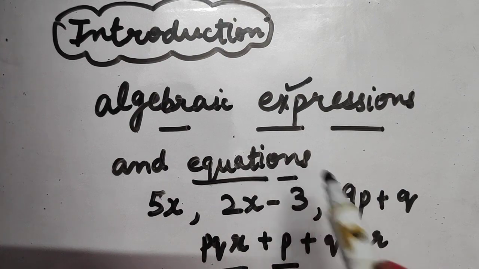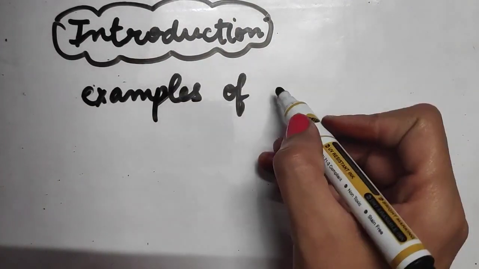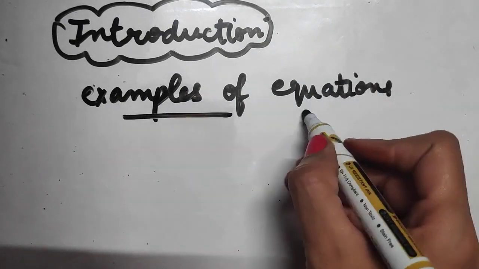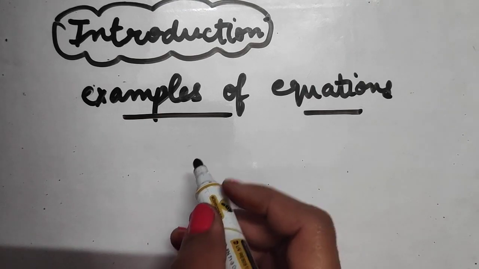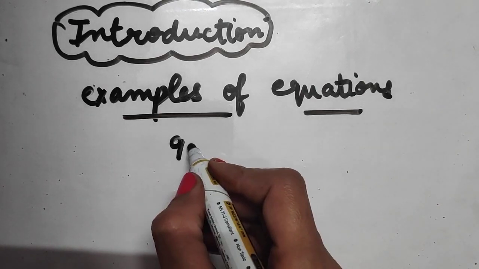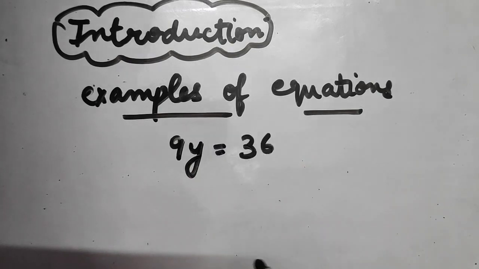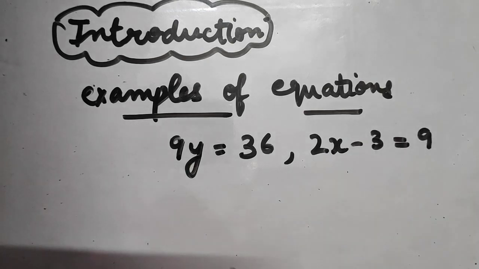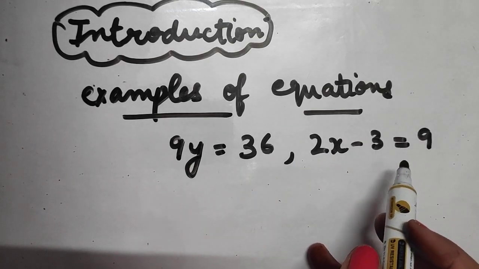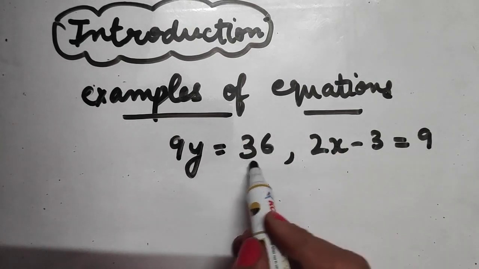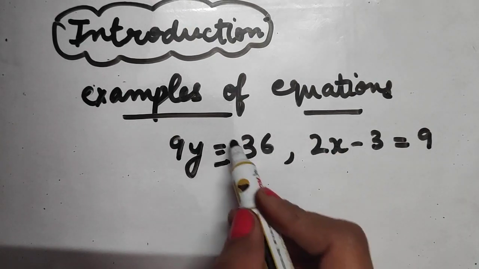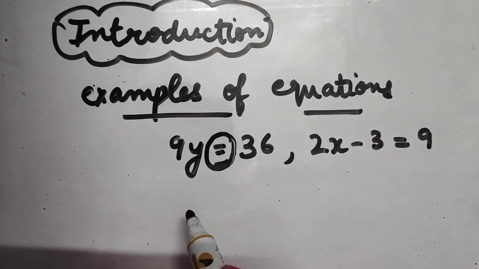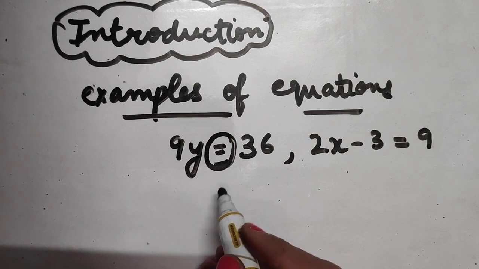Let us see the examples of equations now. Now I am going to write the examples of equations. Examples of equations can be like 9y is equal to 36. 2x minus 3 equals 9. These are the examples of equations. Now, you can see these equations are using the equality sign. This is the equality sign. These equations are using the equality sign, whereas in the expressions, we do not use this equality sign.